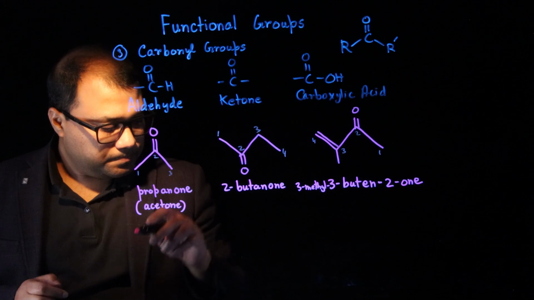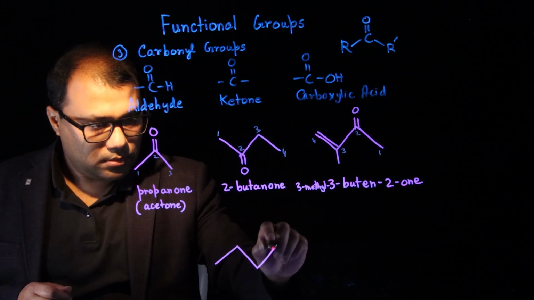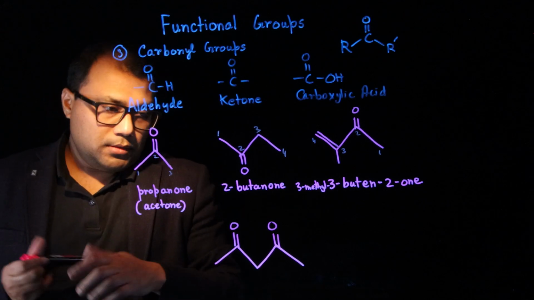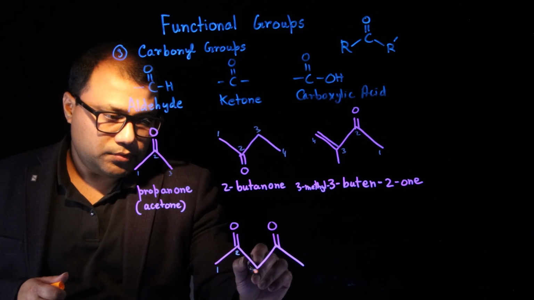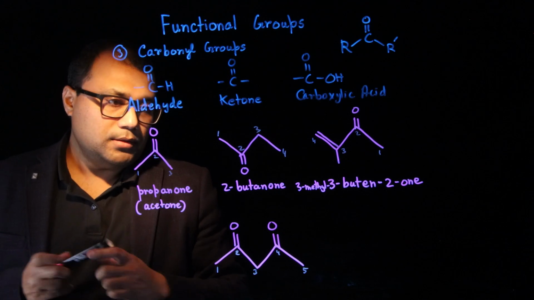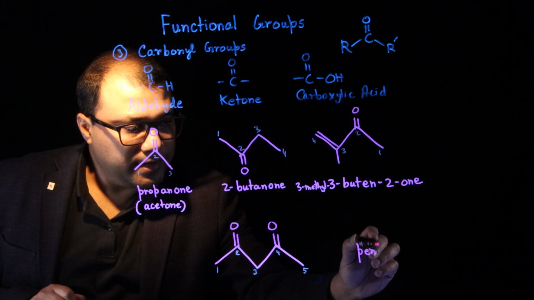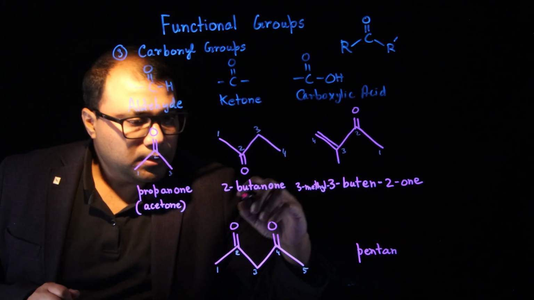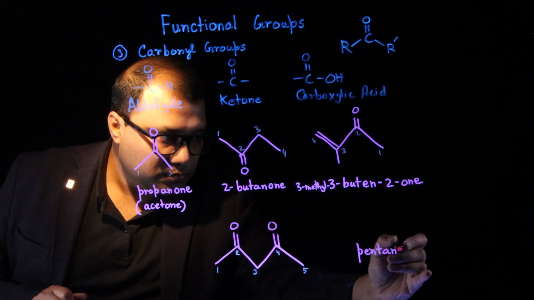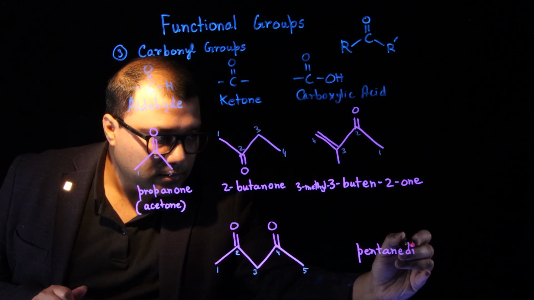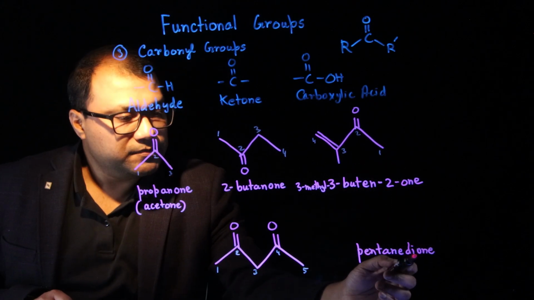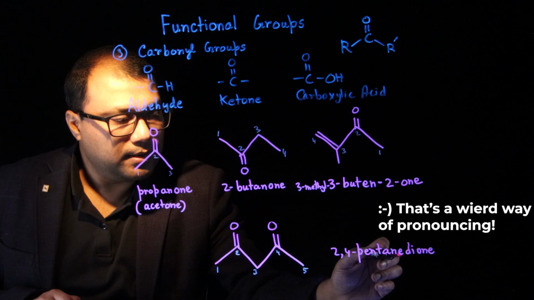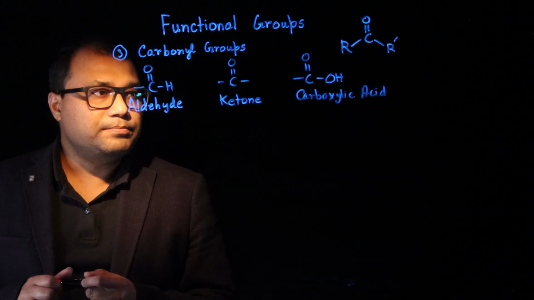Let's take one last example. And we have 2 ketone groups here. Okay. It's symmetric, so we can number either way. 1, 2, 3, 4, 5. So this is a pentane. Okay, now we have dione, because there are two ketone groups, so we must include the E, dione. Okay, now we also need to specify the position of the ketone groups. So 2, 4, pentanedione.